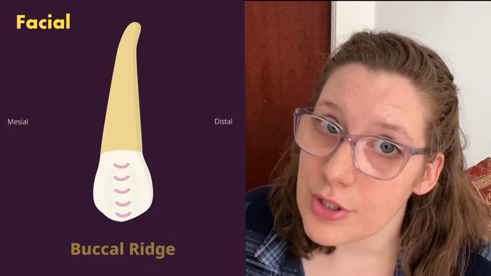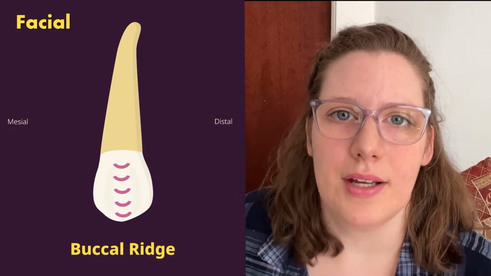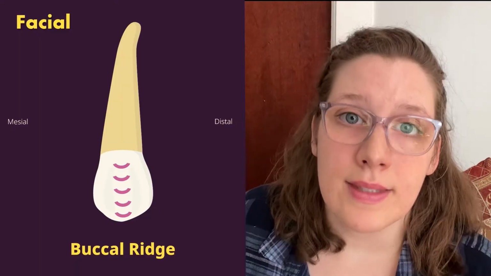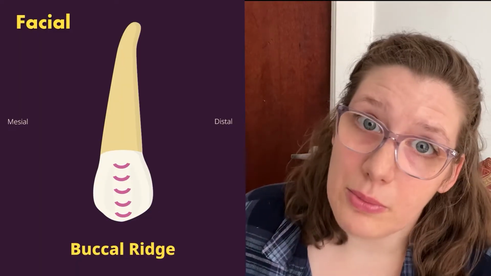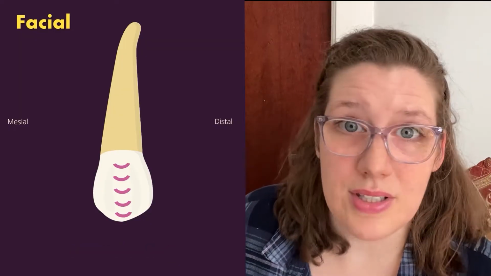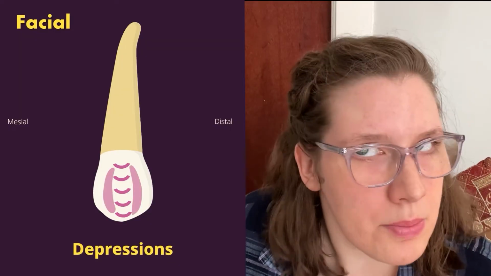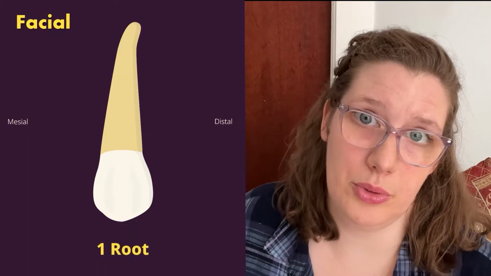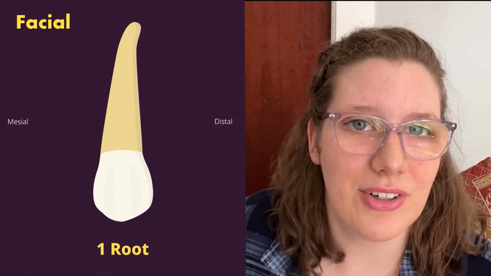Like the maxillary first premolar, the maxillary second premolar has a buccal ridge that's going to run from the cusp tip to the cervix. This buccal ridge is similar to that labial ridge of the canine and is formed from the middle developmental lobe. There are depressions to either side, but not as deep as the depressions of the maxillary first premolar. The maxillary second premolar only has 1 root, unlike the maxillary first that had 2.